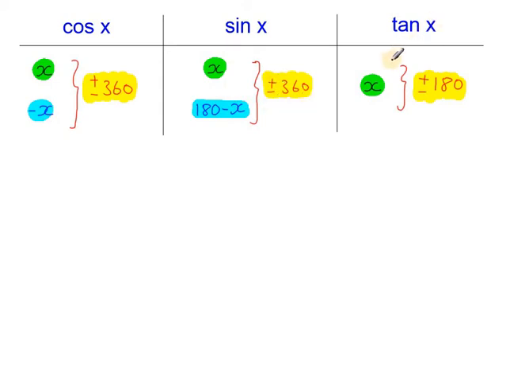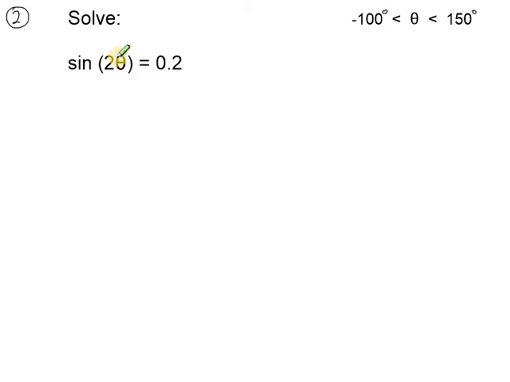For tan, do tan inverse to the given ratio, and then do plus or minus 180 as many times as you need to. Example 2.